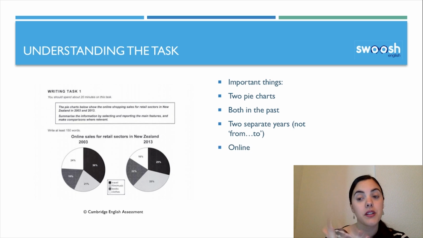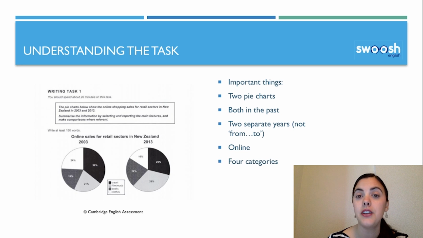And another important thing to really pick out of the title is talking about online sales for retail sectors in New Zealand. If you start talking about people going to their local shops, it's incorrect. You've misunderstood the question and it's not answering the question. Equally, it's in New Zealand specifically, you should mention that, and there are 4 separate categories we are looking at: travel, film and music, books, and clothes.